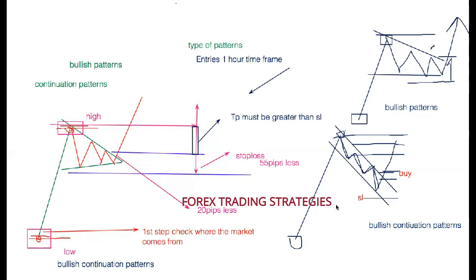There are so many pairs. Select the best 10 pairs that you want to trade. Don't trade everything. Select the best pairs, and then you show me which pairs you have selected, and then I'll be able to guide you, okay, this is what, and how does this one correlate with this one? Then I can assist you. So that's what we do. So these are called bullish continuation patterns. That's how we look at it.